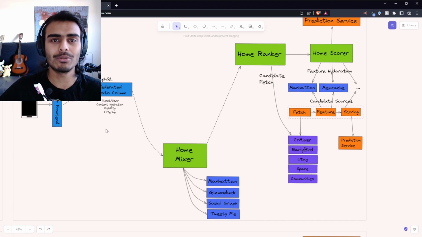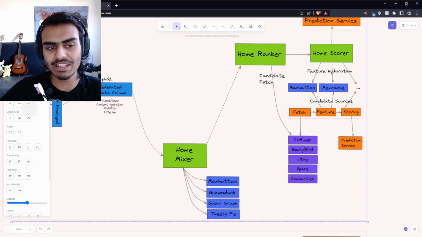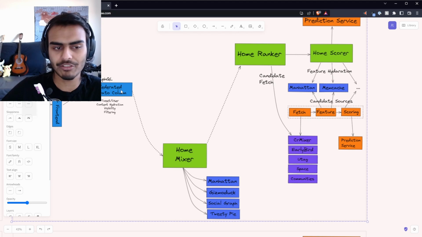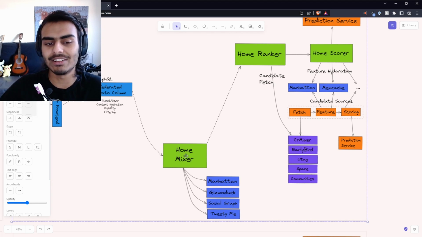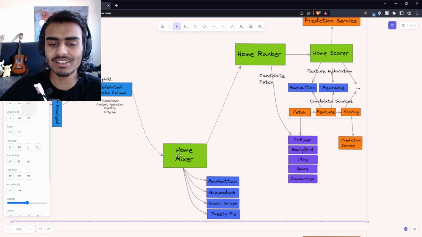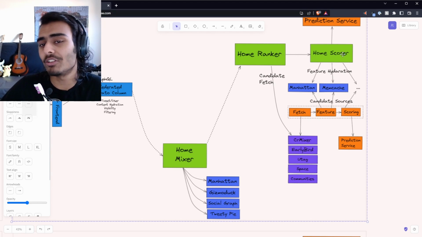So if we start to interpret this diagram starting here, well, we know what the front end and the GraphQL services are, but let's come here and talk about what the home mixer is. The home mixer is something that's fetching data from HomeRanker and a bunch of these other services. What does the HomeRanker do? It makes additional requests, something called candidate fetch, and then something called HomeScorer.